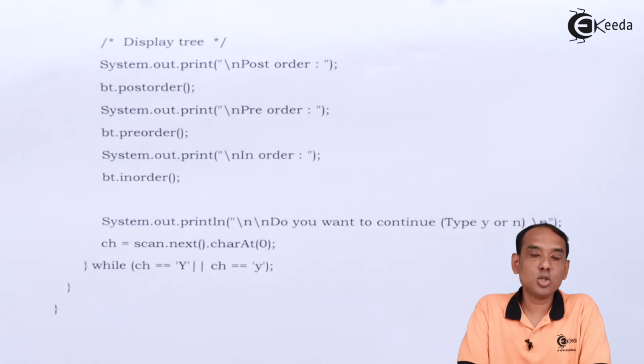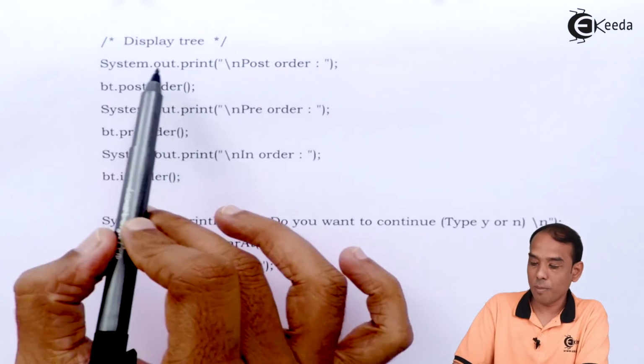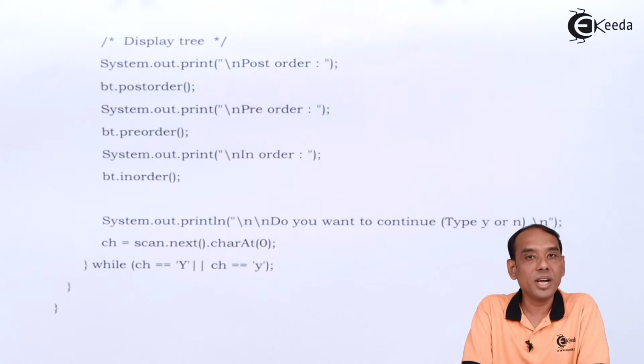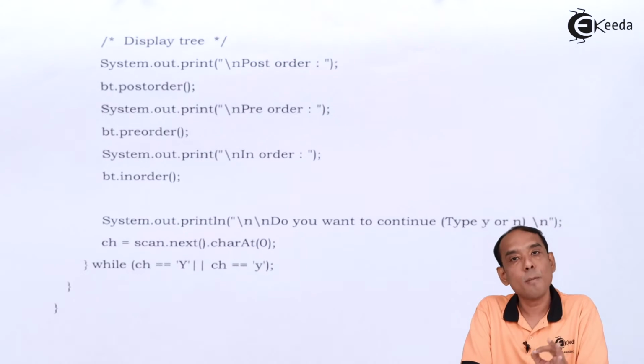Once we are given the choice which the user wants to perform for the list of operations, then we will start performing the binary traversal. For this, we are going to write which set of traversal the user wants to go through. Hence, we write System.out.println post order. For post order, we are going to call the object of the BT class. Hence, we write bt.postorder.